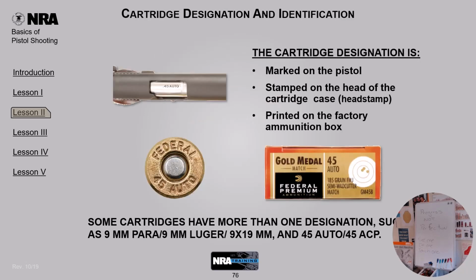All right, cartridge designation and identification. The cartridge designation is marked on the pistol somewhere, like on this one, it's right on the chamber. Some of them have it on the slide instead.